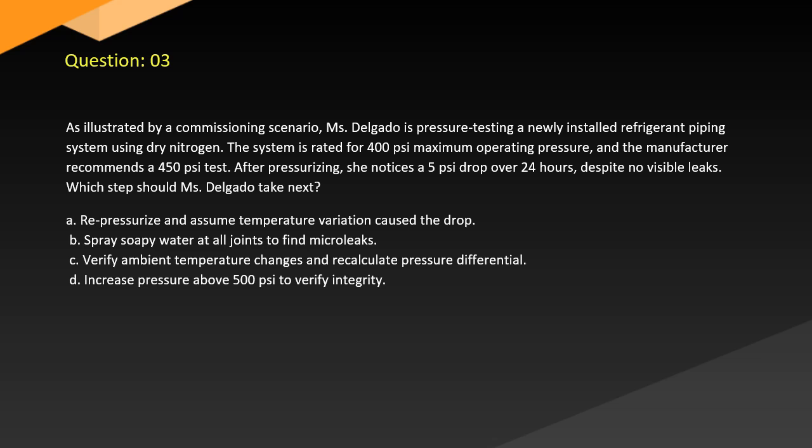A. Repressurize and assume temperature variation caused the drop. B. Spray soapy water at pipe joints to find microleaks. C. Verify ambient temperature changes and recalculate pressure differential. D. Increase pressure above 500 psi to verify integrity.